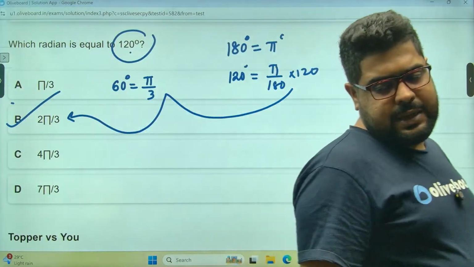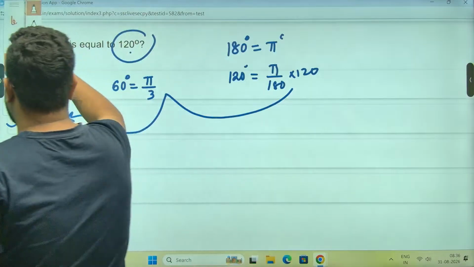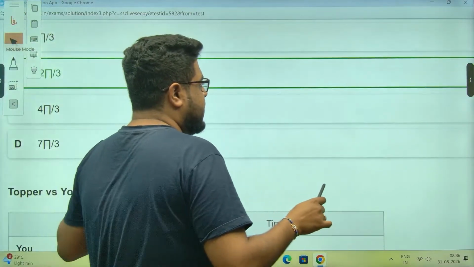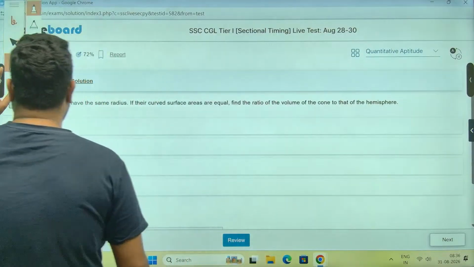Clear, everyone? But again, this you should not think for even a second. You should see this and click the answer. Last year, there were a couple of questions like this in the CGL.